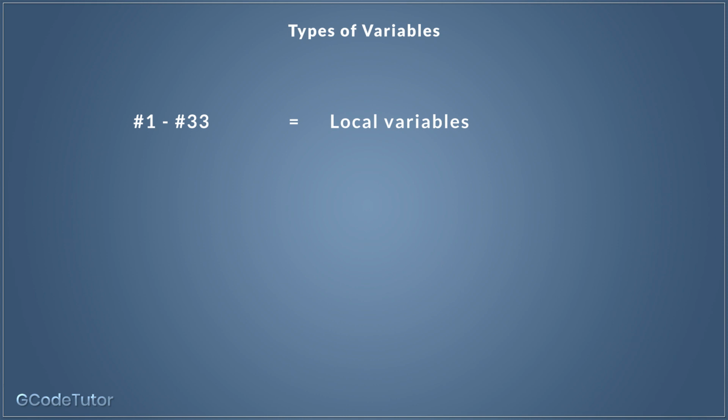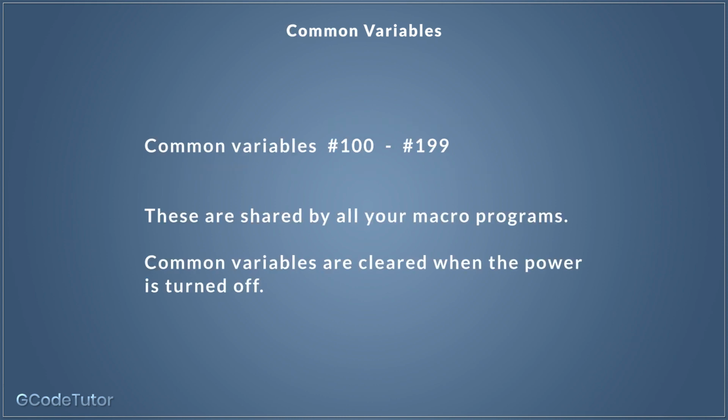Now, along with local variables, we also have common variables. These are numbered between 100 and 199. These variables are shared across all of your macro programs, so if you define it in one macro program, a separate program will also have the same value if that macro is called upon. Now, common variables are cleared when the power is turned off. They're reset back to null. Now, null doesn't necessarily mean 0, it just clears the value of the variable.